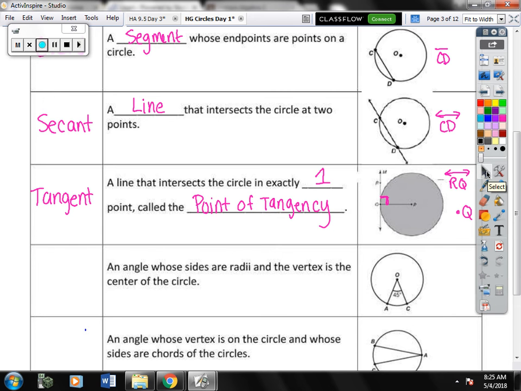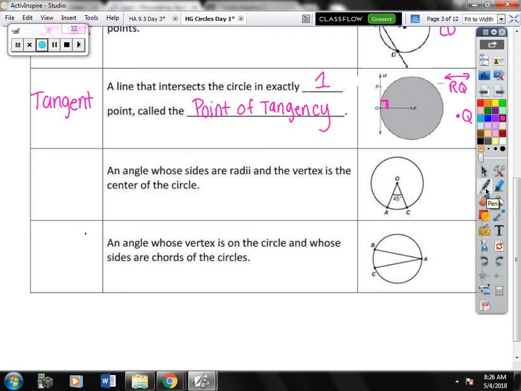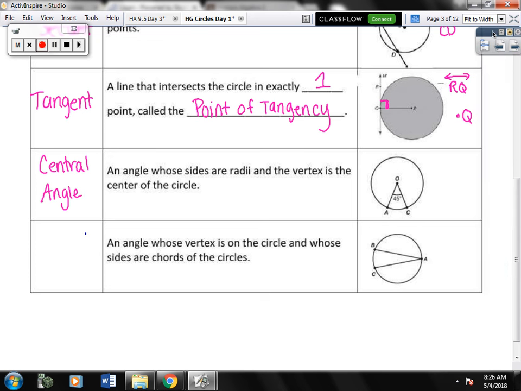And then we have two types of angles today. This one actually I think we did have in our other notes. This is called a central angle. And that's an angle whose sides are radii and the vertex is at the center. Remember, we would name this using 3 letters, angle AOC or angle COA. Remember, we did arcs before. Now we're going to be looking at the actual angles.